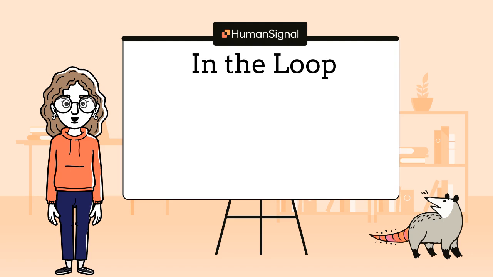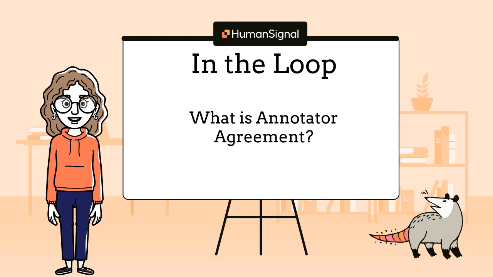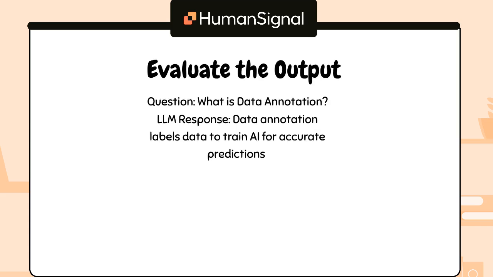This week on In the Loop, we're going to start a series of videos on annotator agreement, what it is, why it matters, and how we can use it to get high-quality data for training or evaluating our models. Let's get started. Say you're working on a project, perhaps evaluating the output of an LLM.